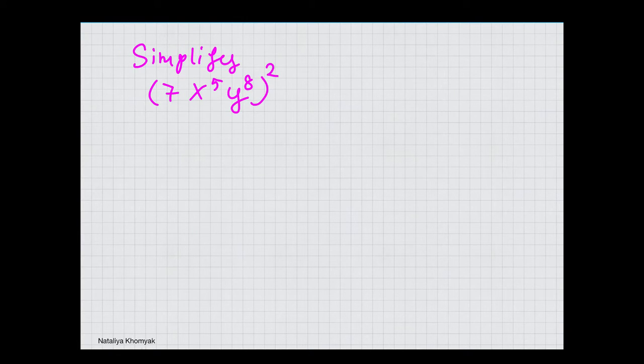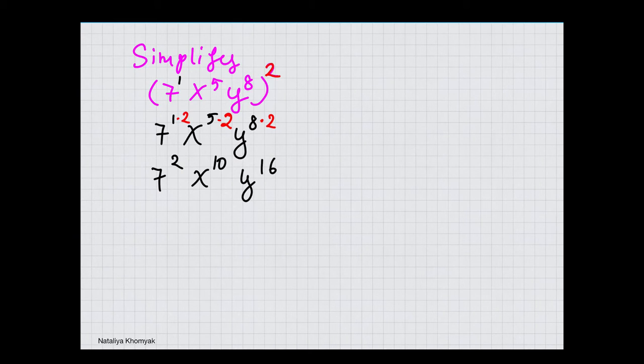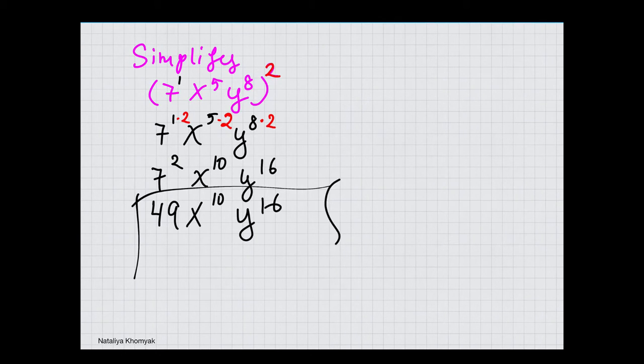Here we have to simplify 7 x to the 5, y to the 8, all squared. If you see no powers, especially on plain numbers, we will not be displaying exponents. Just like you don't write a 1 when you see a whole number, just add that placeholder. So we have 7 to the 1, x to the 5, y to the 8, and we are distributing this 2. So now we have 7 to the 2nd, x to the 10, y to the 16. 7 times 7, 49, x to the 10, y to the 16. And this is our solution.